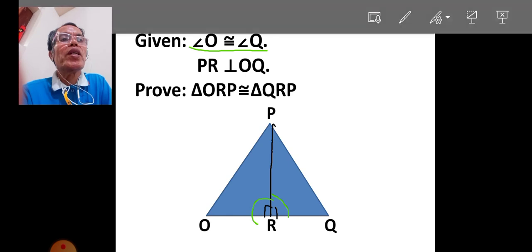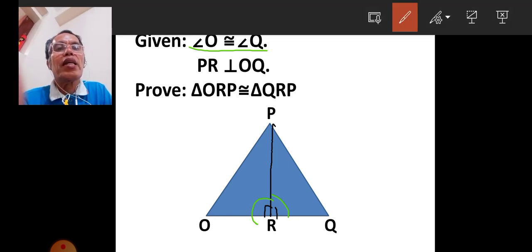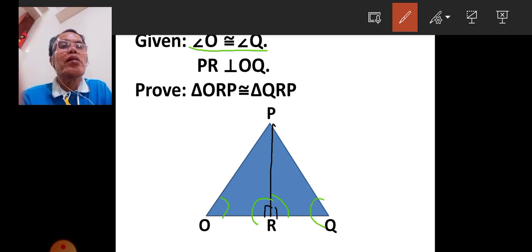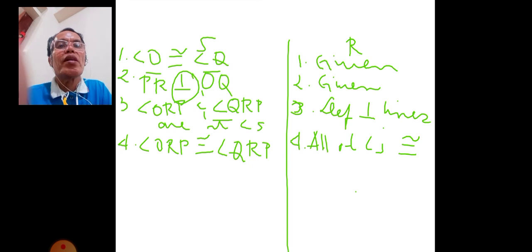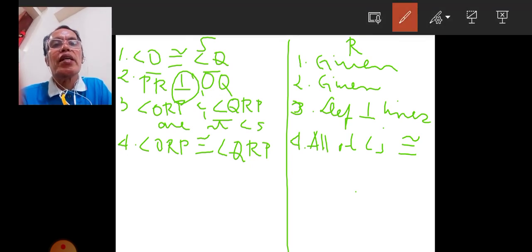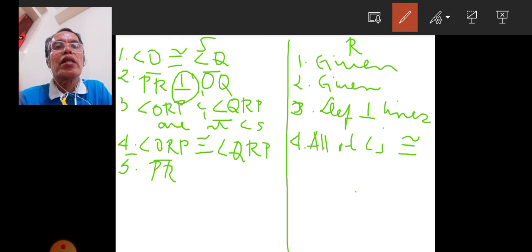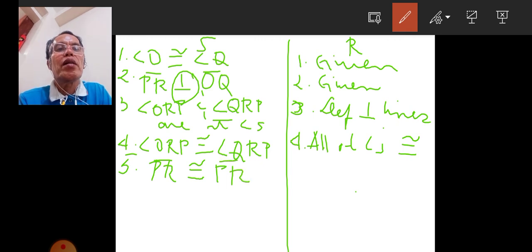So we have angle O is congruent to angle Q. So we have segment PR is congruent to segment PR. So we can say that number 5, segment PR is congruent to segment PR. And our reason is reflexive property.